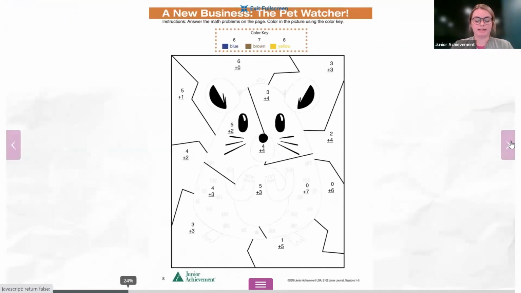For a new business advertisement activity, students will work to determine the colors they need to complete the picture. Students will need blue, brown, and yellow crayons, colored pencils, or markers to complete this activity. If your classroom does not have enough of these colors for each student, you may consider having each table of students share a set of colors, or you can assign a different color to each of the answers. Students will need to add to figure out which color goes in each part of the puzzle.